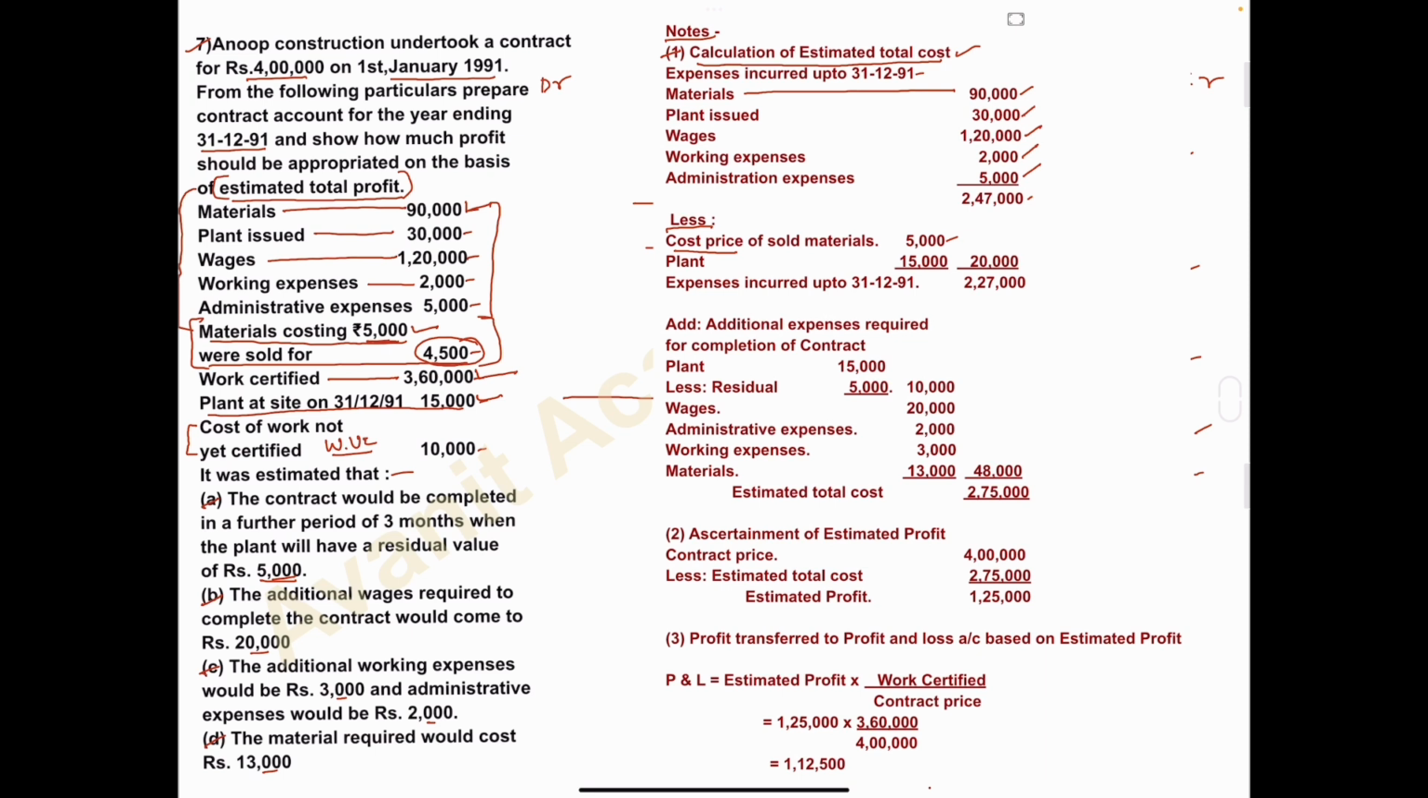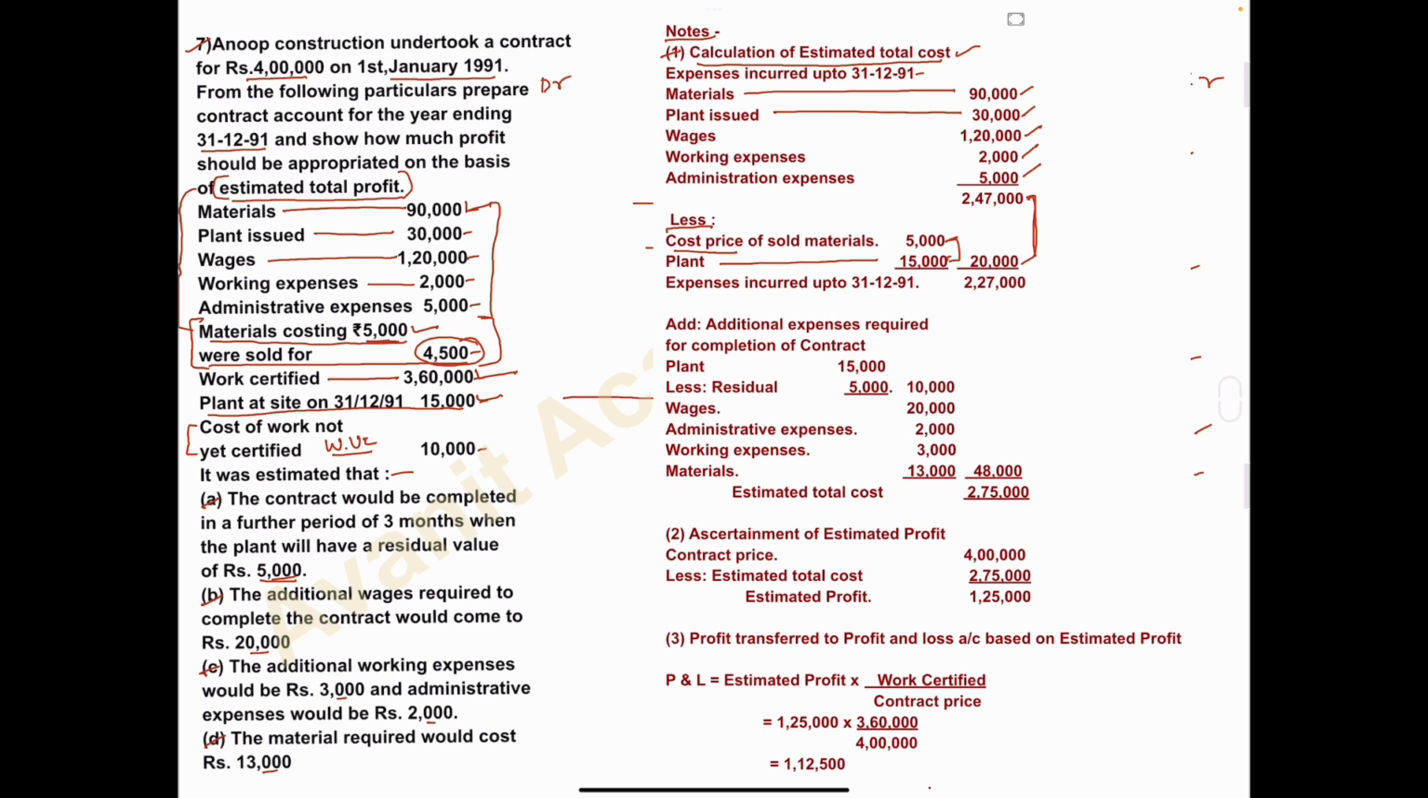Then plant value is 15,000. That we have to take. Closing value of the plant. Starting value of the plant we have taken here, that is 30,000. Opening value of plant. This is the closing value of plant. Amount is 15,000. Add these two. 5,000 plus 15,000. You will get 20,000. Clear?